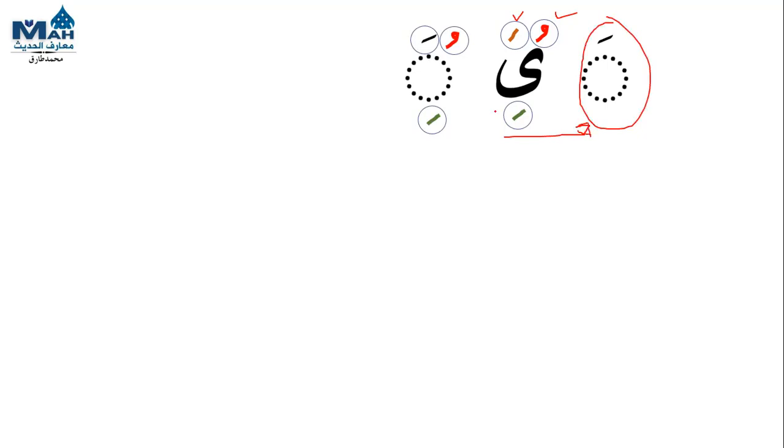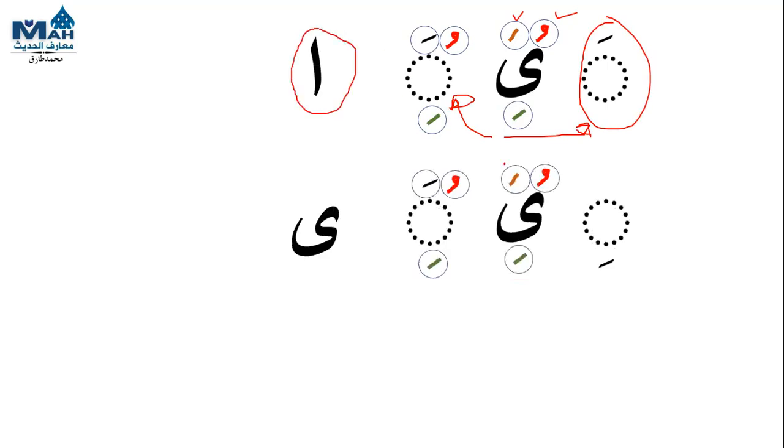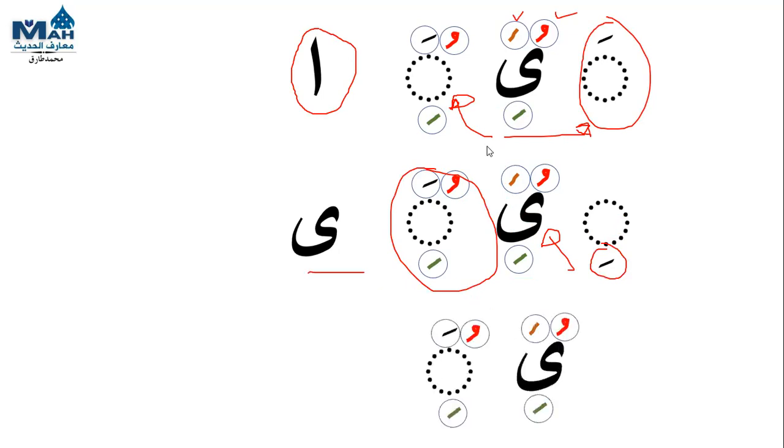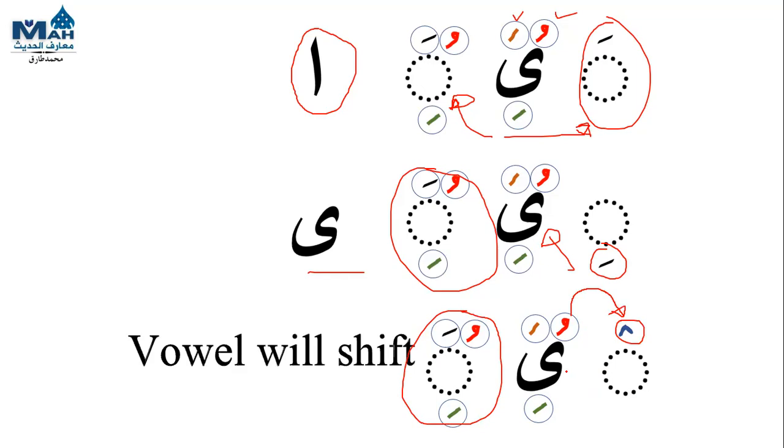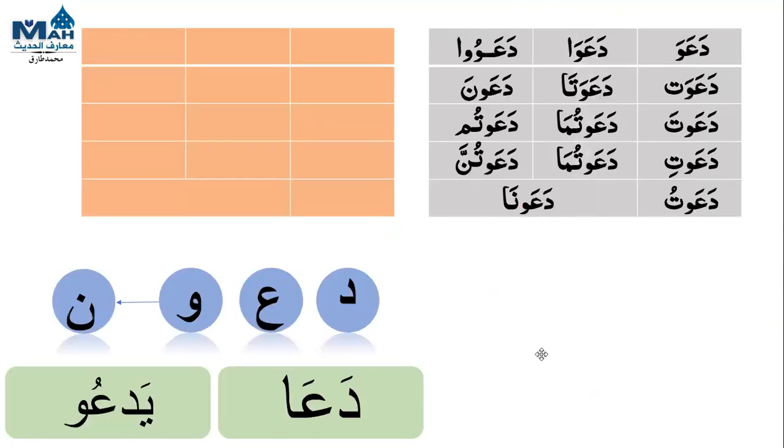So again, we slightly repeat that. Harf illat, if it has fatha, dhamma or kasra, and before the harf illat there is fatha, and after it whatever vowel, it will be converted to alif. And if before we have kasra, it is converted to ya. And if before the harf illat we don't have anything, and after that we have vowels, then the vowel of the harf illat will be shifted to the previous letter. Okay. So, da'awa, da'awa, da'awu.